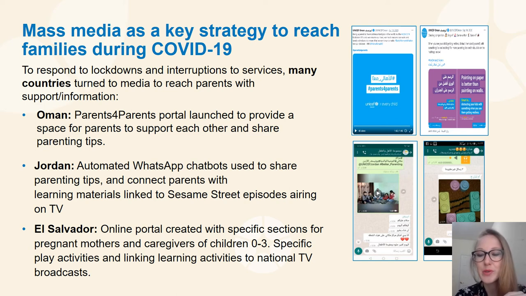This idea was also part of the idea for an online portal in El Salvador, which had specific sections for pregnant mothers and caregivers. The portal linked these learning activities to national TV broadcasts, allowing parents to extend the learning from the TV programs into their practices at home.